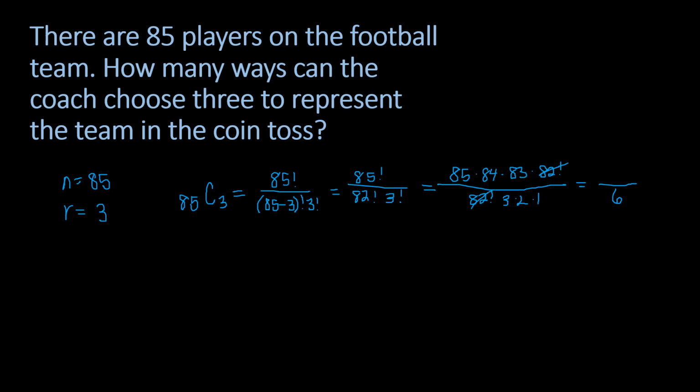So 85 times 84 times 83 in my calculator is 592,620. Okay, if I divide that by 6, I'm going to get 98,770. Again, I would be super impressed if our football coaches made 98,770 combinations. But they could if they wanted to.